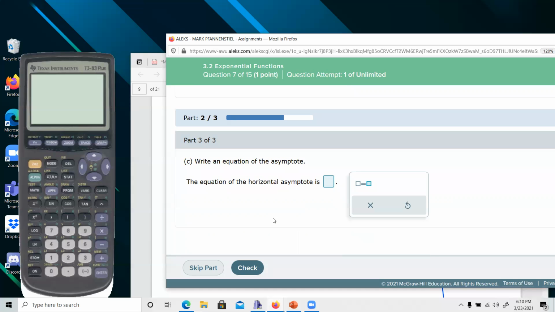All right. Great equation for the asymptote. We didn't move it up or down. The asymptote is still y equals 0.